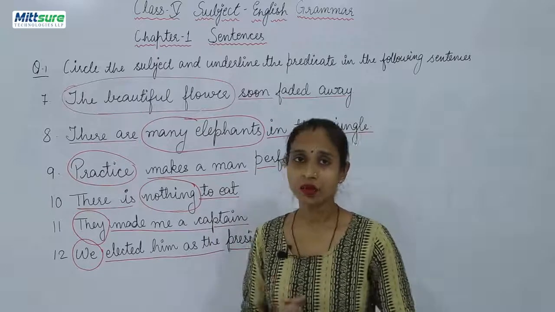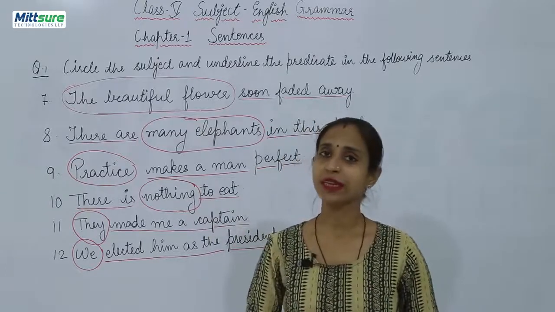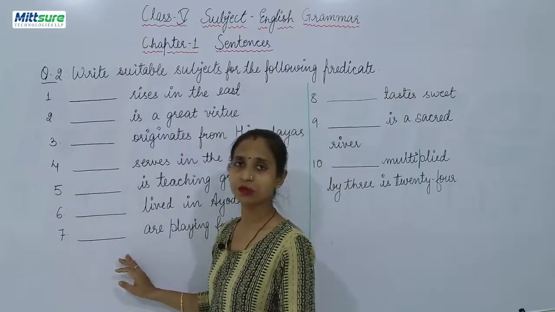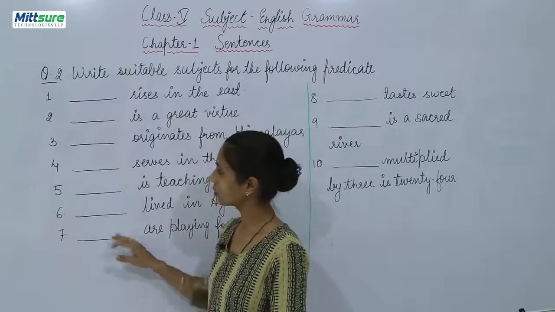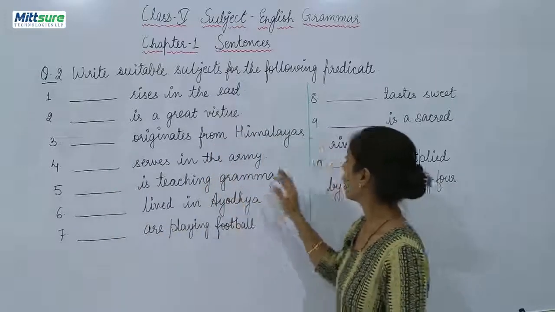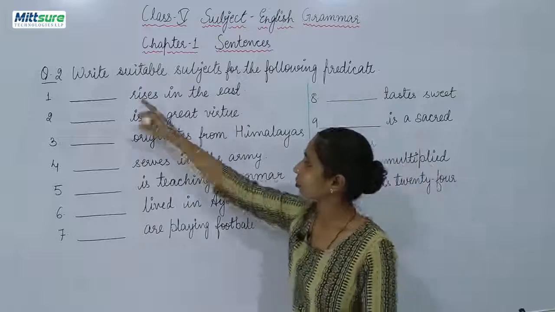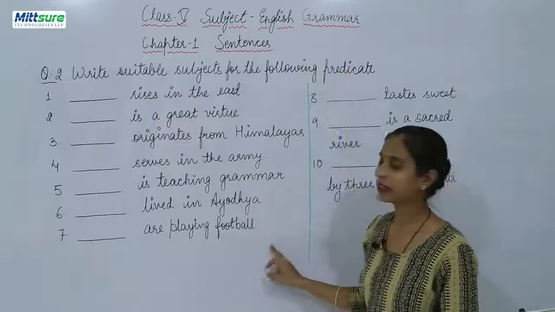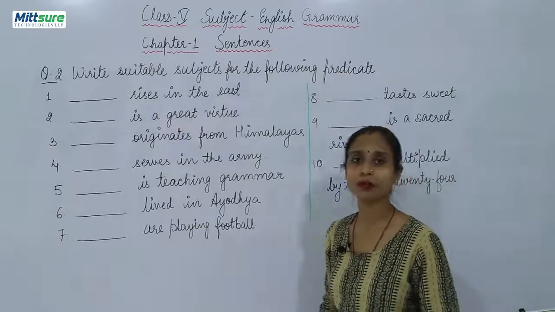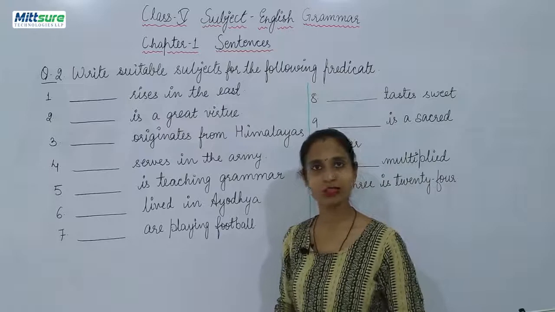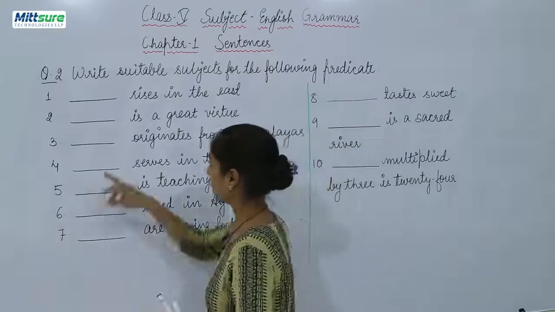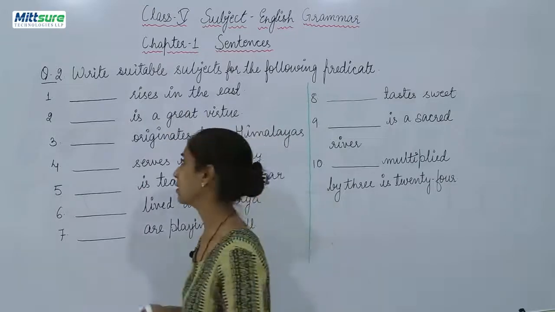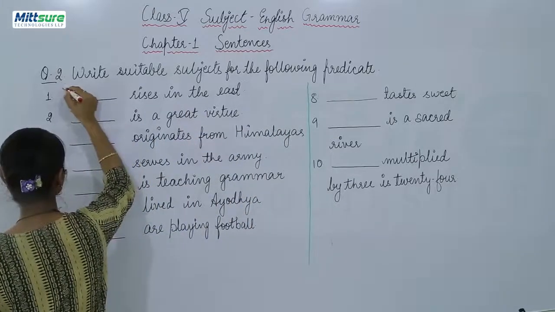Now let's come to exercise B, page number 11. Now let's solve question number 2. In question number 2, fill-ups are given, right? What you have to do, write suitable subjects for the following predicate. Predicate is given to you and you have to suggest a suitable subject for them. So first statement, dash rises in the east. What rises in the east? We all know the sun rises in the east.